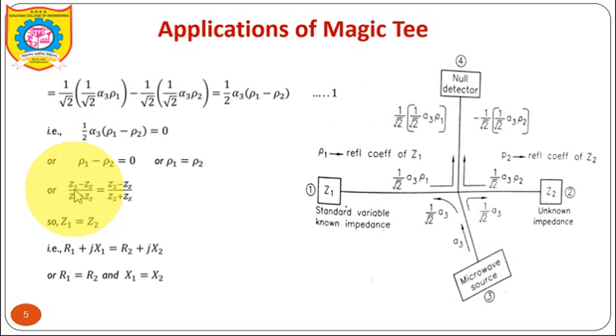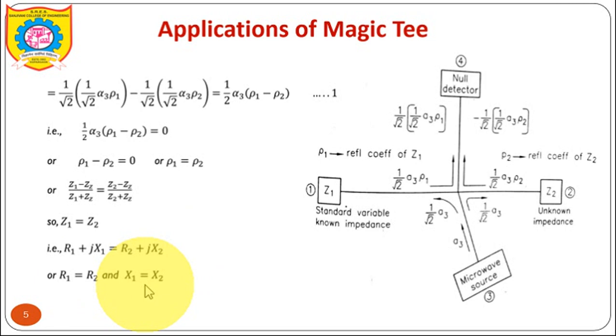So this shows that Z1 minus Z0 upon Z1 plus Z0 is related to the reflection coefficient rho 1, and Z2 minus Z0 upon Z2 plus Z0 is related to the reflection coefficient rho 2. So for perfect matching, we will get a 0 reading here. Z1 is equal to Z2, that is R1 plus jX1 is equal to R2 plus jX2. So we equate the real part and the imaginary part. Here we get R1 is equal to R2 and X1 is equal to X2. Definitely the complex conjugate part should be available over there.